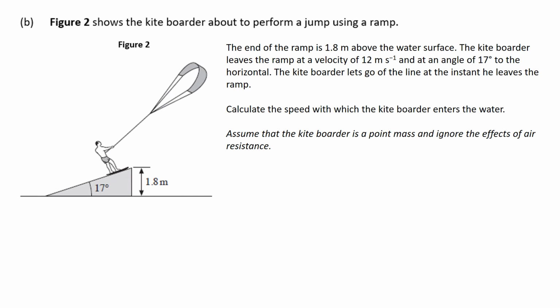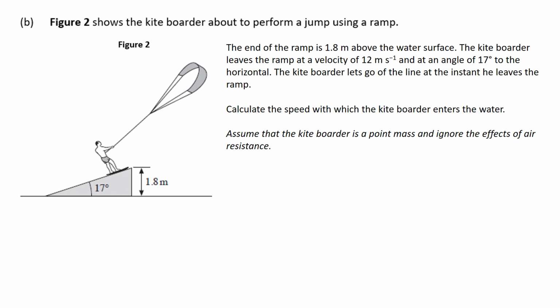Okay. So now we're going to use the kiteboard on a ramp, and the end of the ramp is 1.8 meters above the water surface. The final velocity when you leave the ramp is 12 meters per second at an angle of 17 degrees to the horizontal, and the kiteboarder lets go of the line the instant they leave the ramp. So there's no tension anymore, it's only the weight force accelerating the person because we're ignoring air resistance. And we want to calculate the speed with which the kiteboard enters the water.